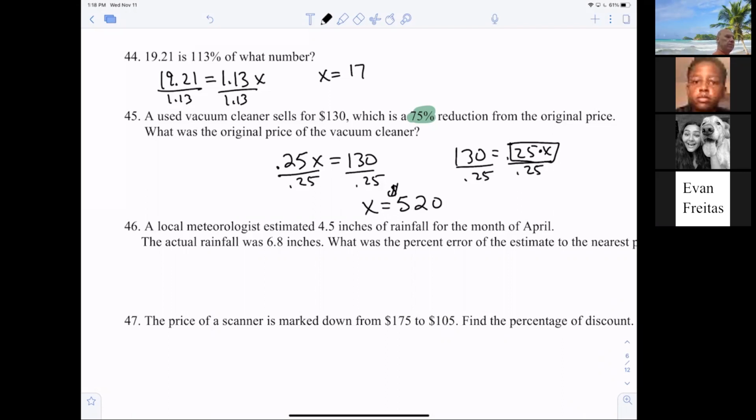If 140 is 45%, why don't we just multiply them? I did. That's how I knew it was 520. We did 130 times in my head. I have a question. How do you know when to divide? Well, in your equation, it was 0.25x equals 130, right? You agree with that, Evan, or not?